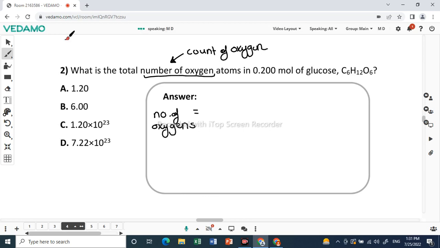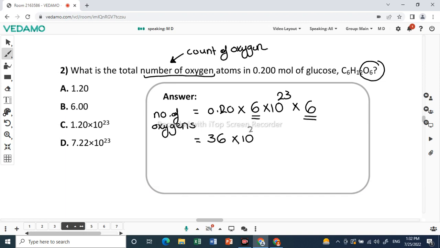So we are specifying only the oxygen, and we need to remember the rule each time. We will take the mole, which is 0.2, multiplied by Avogadro's constant, 6 times 10 to the power of 23. And finally, we're going to have the total number of oxygens present inside the glucose. You're going to find that we have 6 oxygens present. Okay, let's do some math now. I prefer to start with the 6 and 6 together, which is equal to 36 times 10 to the power of 23. And then it is multiplied by 0.2.